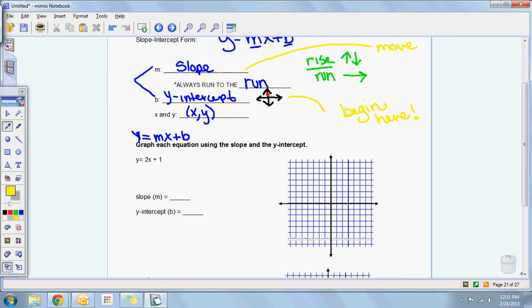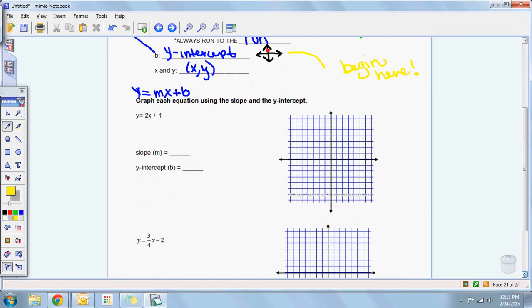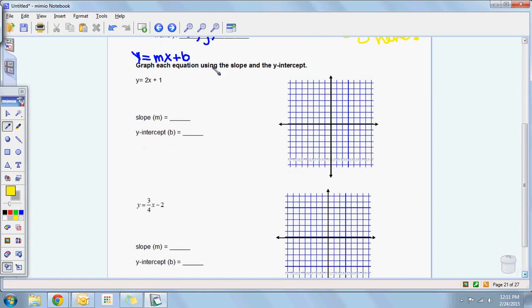Let me show you what I mean by that. We've got our formula here, y equals mx plus b. So let's label what we have. This is going to be our slope. That's in the slope spot. And then this is going to be our b. So our slope is 2, and our y-intercept, or our b, is 1. So we're finding our information.